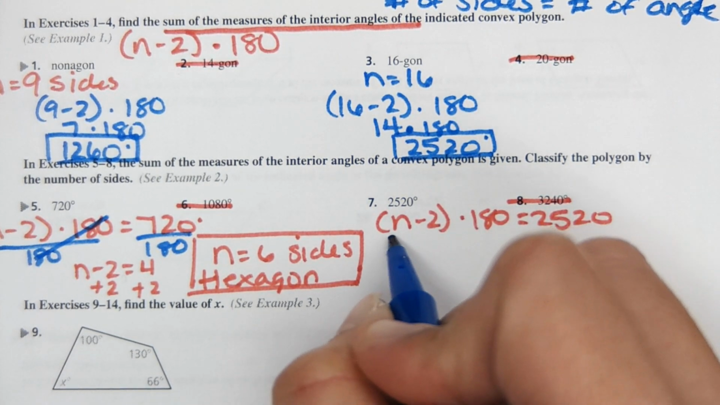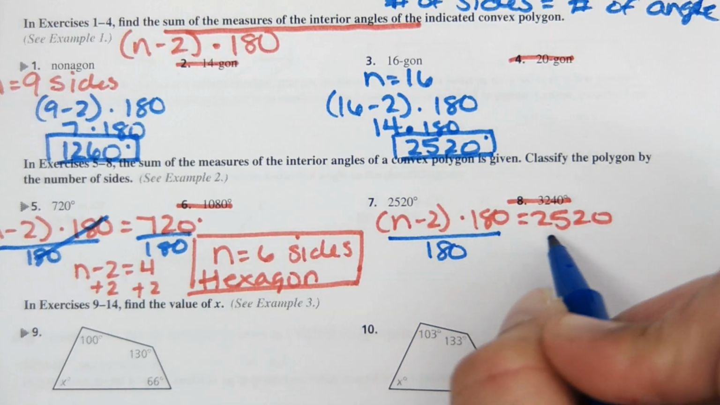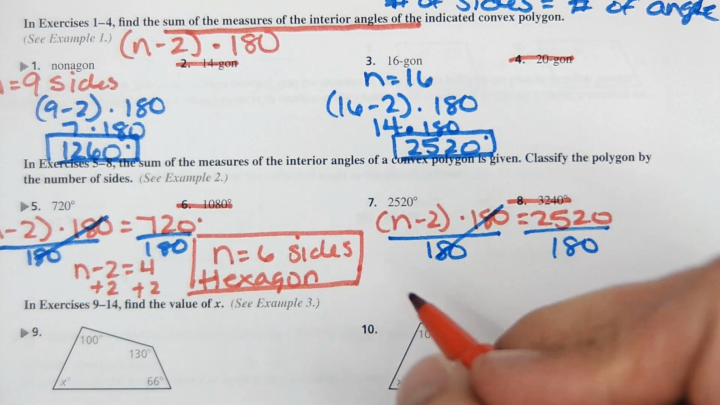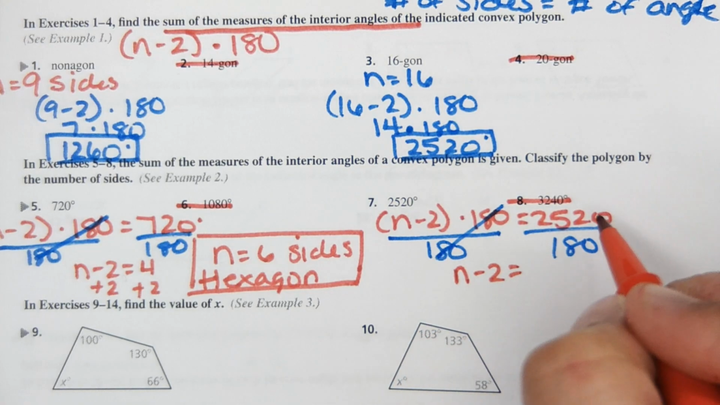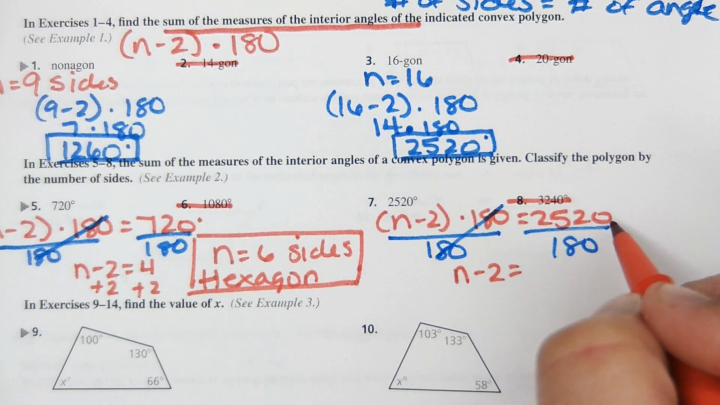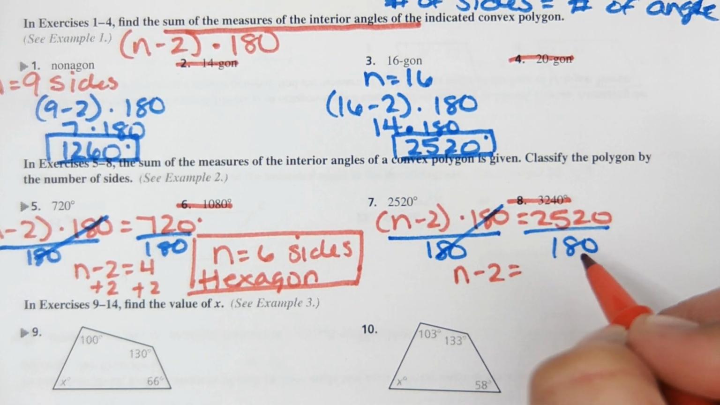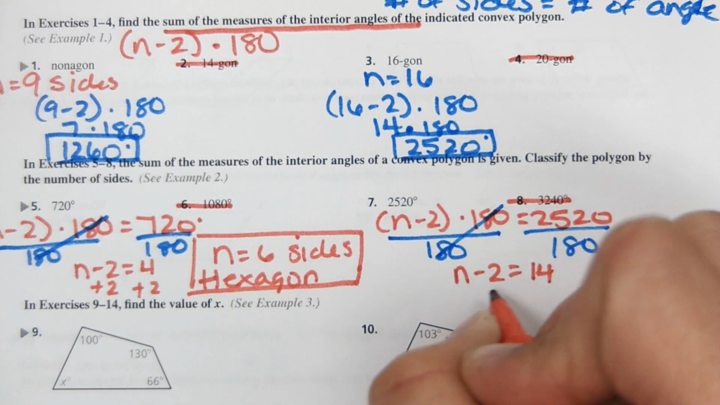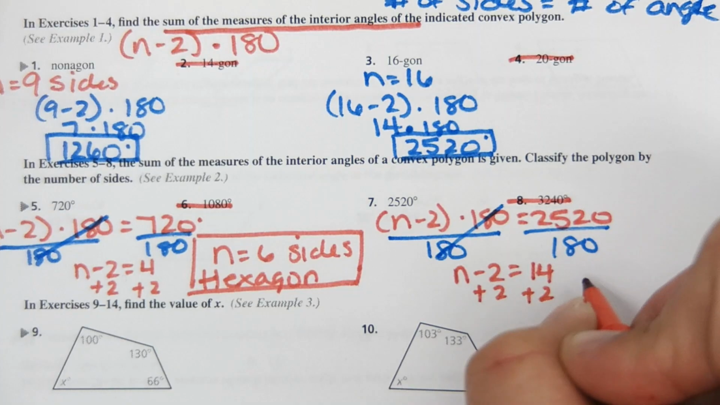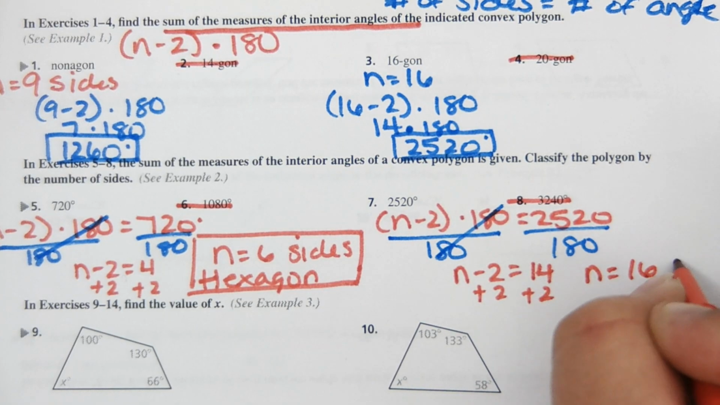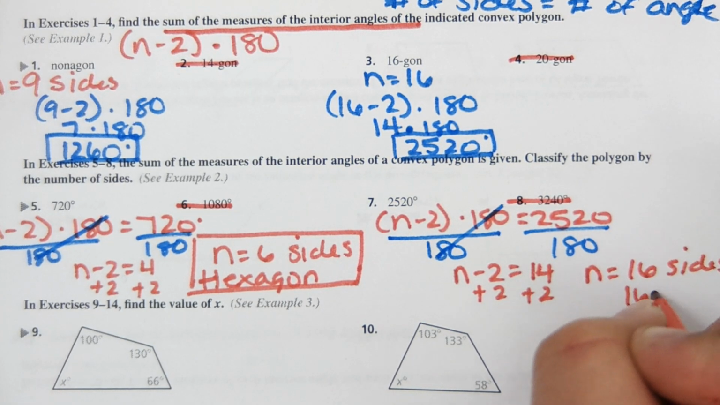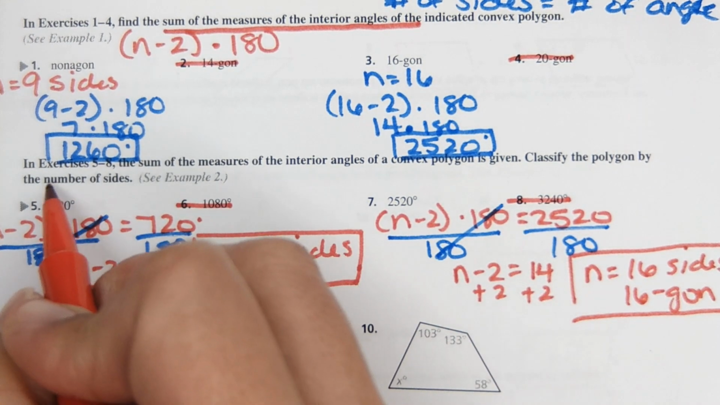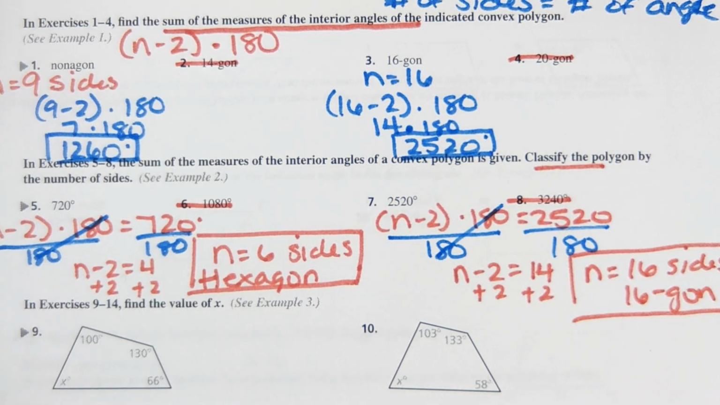To solve this, we divide both sides by 180 to cancel that out. n minus 2 equals 2,520 divided by 180, which equals 14. Plus 2 on both sides, n equals 16. So that would be 16 sides, a 16-gon, is what that shape would be. Because it says classify it, so I wanted to name it too.